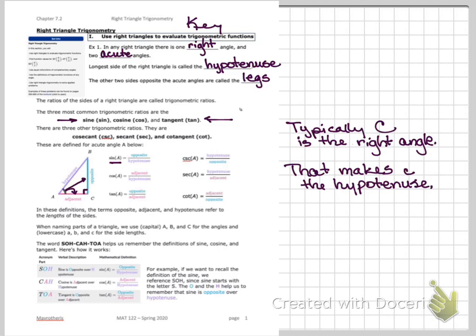And then the other 3 trig ratios, we don't use them as often, but we will see them. Cosecant is the hypotenuse over the opposite. The secant of A would be the hypotenuse over the adjacent, and the cotangent of A is adjacent over opposite.